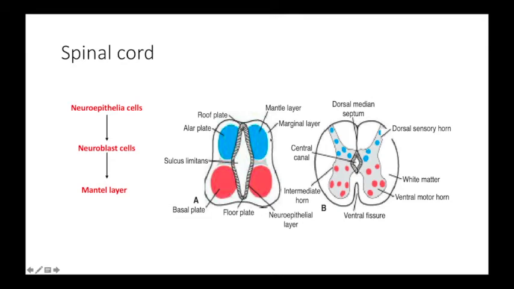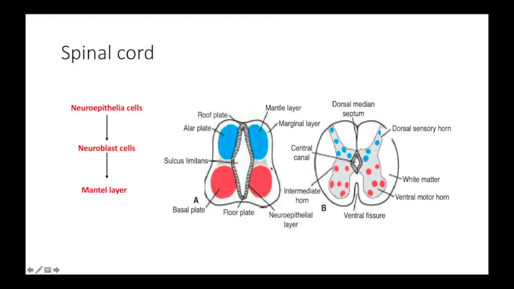The outermost layer of the spinal cord is called the marginal layer, which contains nerve fibers emerging from the neuroblasts of the mantle layer. As a result of the myelination of the nerve fibers in this region, it takes on a white appearance, and therefore it's called the white matter of the spinal cord.